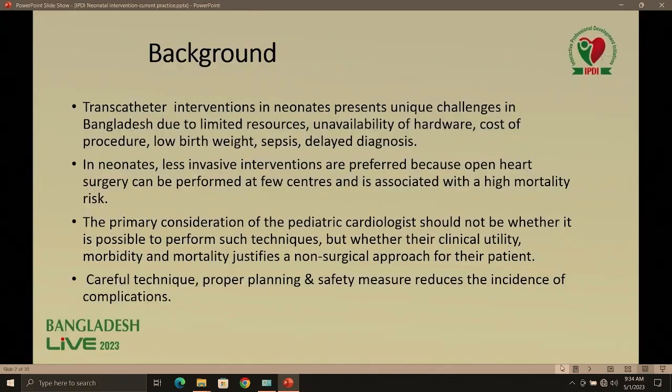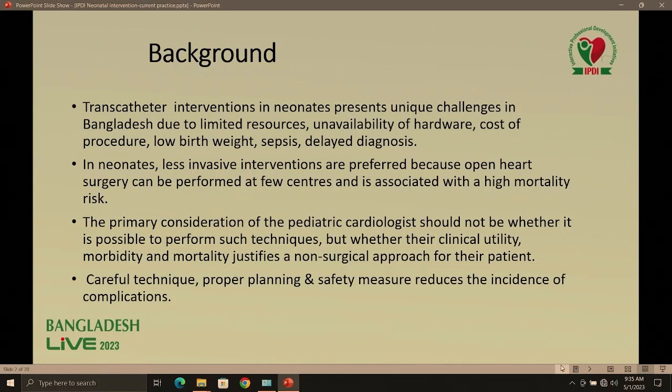Background: transcatheter intervention in neonates presents unique challenges in Bangladesh due to limited resources, unavailability of hardware, cost of procedure, low birth weight, sepsis, and delayed diagnosis. In neonates, less invasive interventions are preferred because open heart surgery can be performed at few centers and is associated with a high mortality risk.